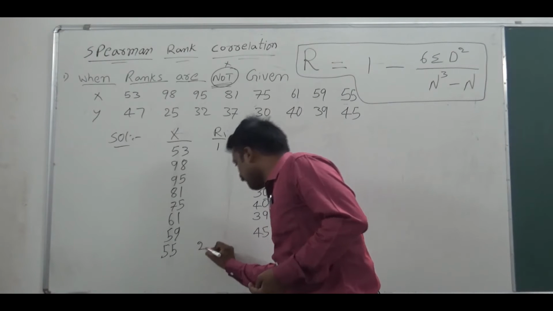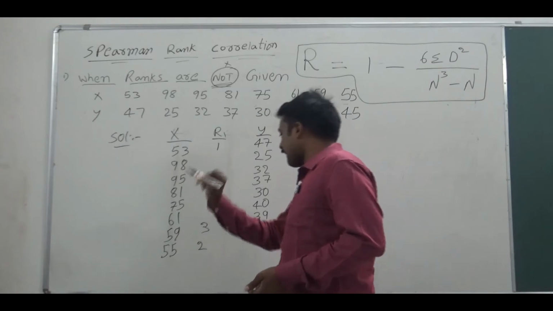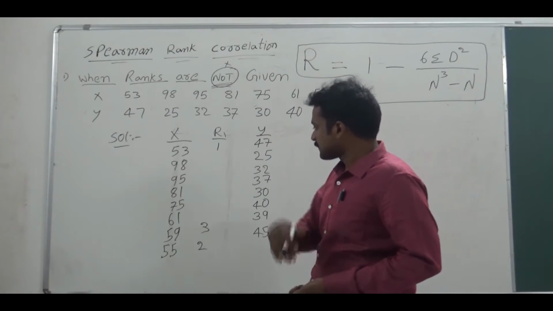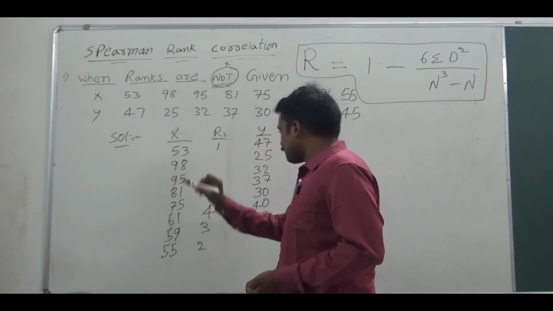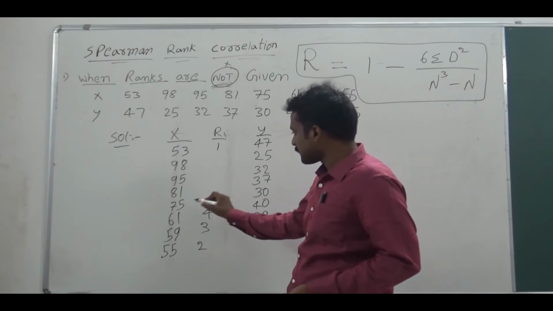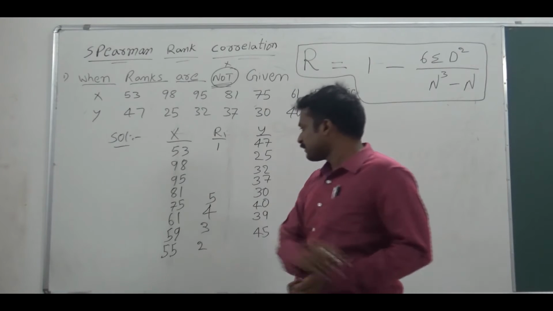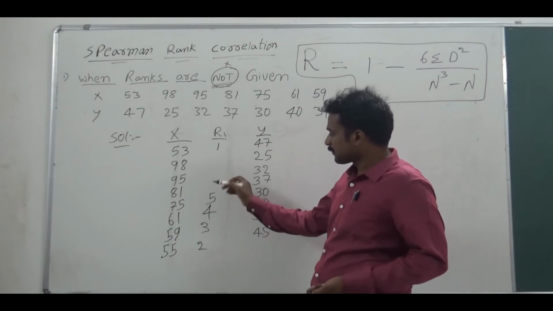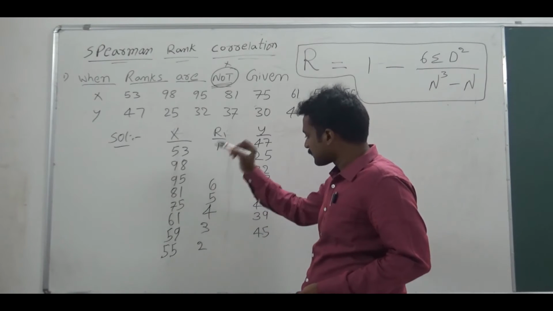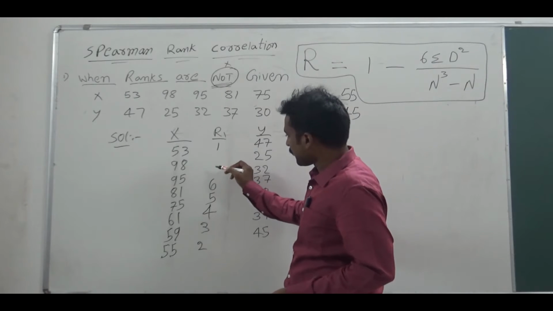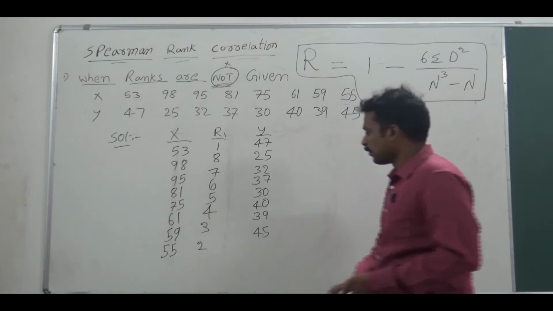I'm marking it as 2. And then the immediate next would be 59. I'm giving it rank 3. And then the next immediate higher value is 61. I'm giving it rank 4. After 61, 75 is the next value. I am giving it rank 5. Likewise, after 75, I find 81. I have given rank 6. And then 95, rank 7, and 98, rank 8.